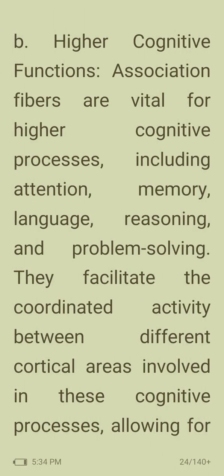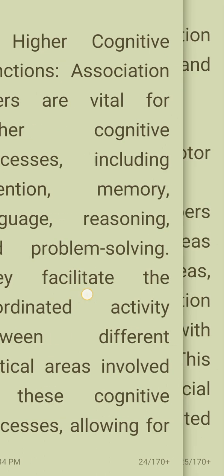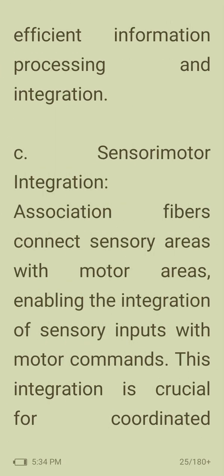Then, higher cognitive functions. Association fibers are vital for higher cognitive processes, including attention, memory, language, reasoning, and problem solving. They facilitate the coordinated activity between different cortical areas involved in these cognitive processes, allowing for efficient information processing and integration.